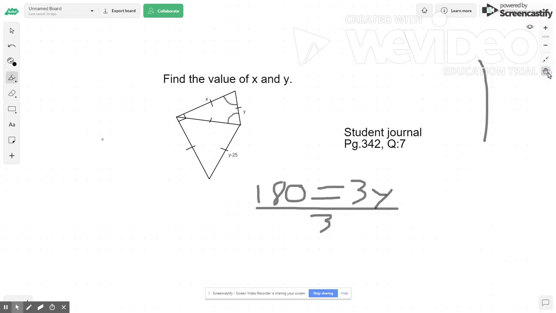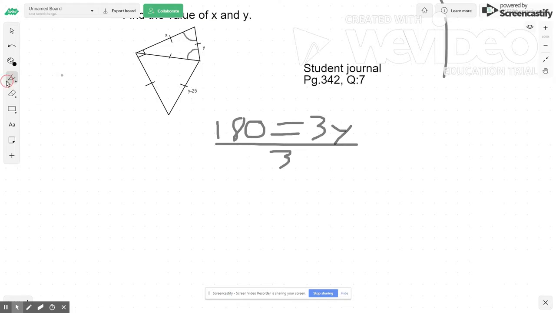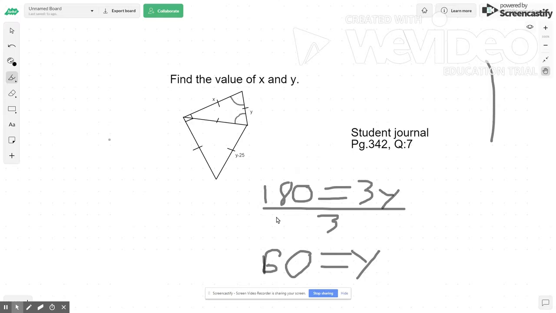So let's just move this. We do this. Alright. So 180 divided by 3 equals 60. And that will equal 60 equals y. And in the problem, we can see, so now we know that y equals 60. And in order to find x, we subtract 60, which is here on the y, minus 25. So then let's just do that. And it's 60 minus 25.